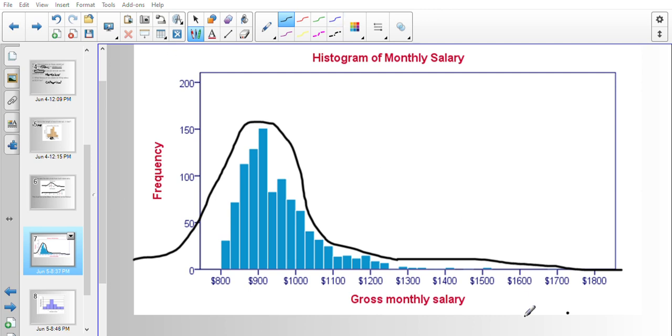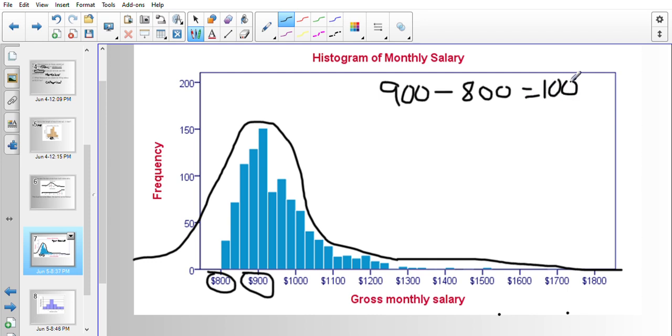The intervals, well, what are the intervals? Right? Well, the intervals for the data, ooh, look at this. This is a little bit tricky. I can't just simply subtract these two numbers, although that would be my first step, but how many rectangles do you see between those two numbers? There are 4, correct? So there are 4 rectangles per $100. So I know my interval is going to be 25.